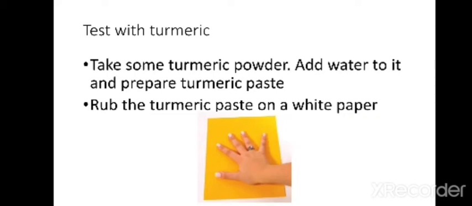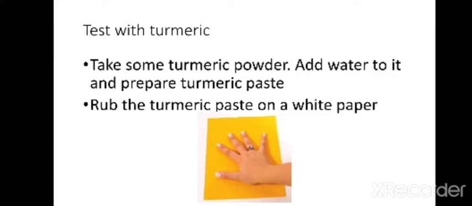Hello all. In the last video, we discussed acids, bases and indicators. So today we are going to see tests with natural indicators. Before that, let us revise what an indicator is. An indicator is a substance which finds whether another substance is an acid or base.